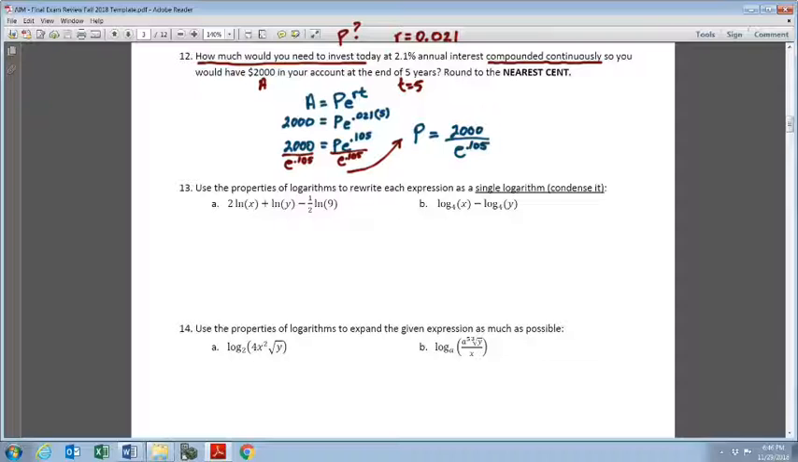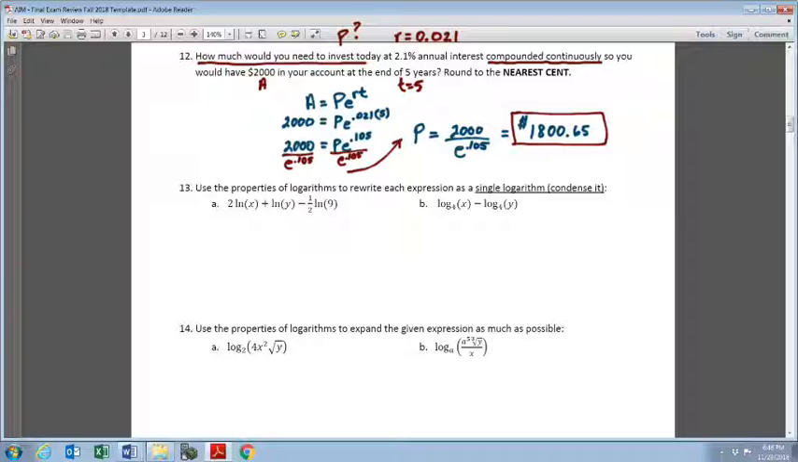And when you put that into your calculator, you should get $1,800.65. Let's see here. I was going to add something, but I guess I don't need to add it because I forgot what I was going to say. So let's move on to number 13.